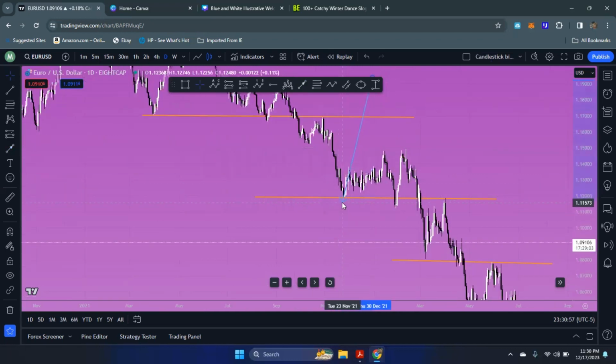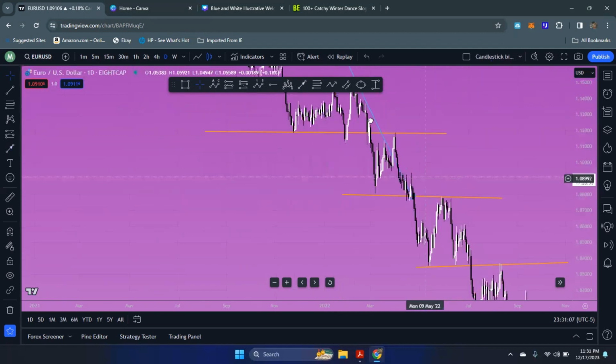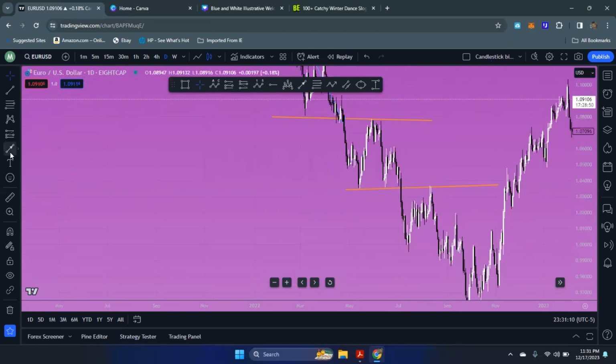Swing point. She broke structure right here. She tested the previous swing point, acted as a resistance. Okay. Swing point, broke the structure here. Retested. She tested the previous swing point, acted as a resistance.